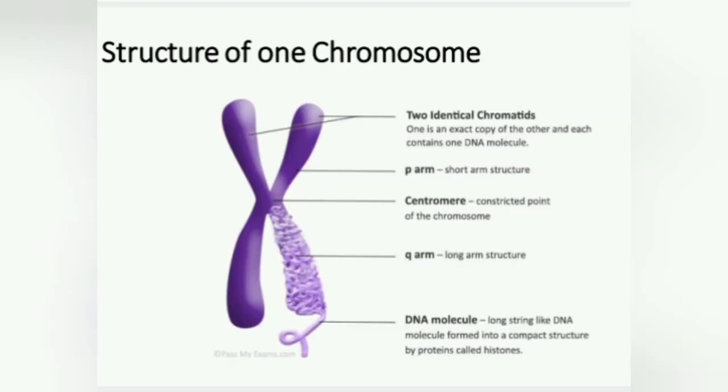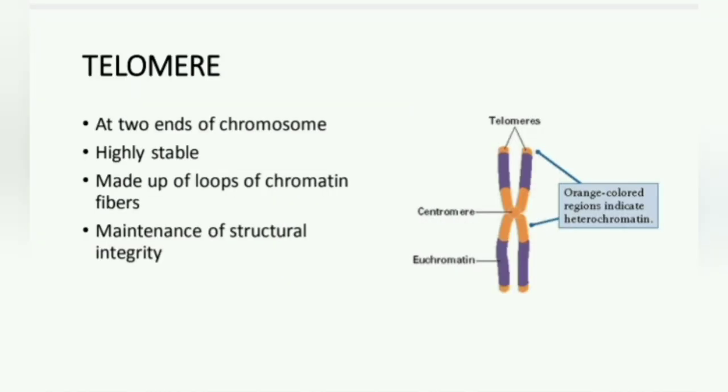And now the P-arm and Q-arm. P-arm is the short arm structure and Q-arm is the long arm structure. As you can see, the Q-arm structure is slightly bigger than the P-arm structure. Q-arm is long and P-arm is slightly shorter than Q-arm. Telomere. The two ends of chromosomes are called telomeres. Telomeres are highly stable and they do not fuse or unite with telomeres of other chromosomes.